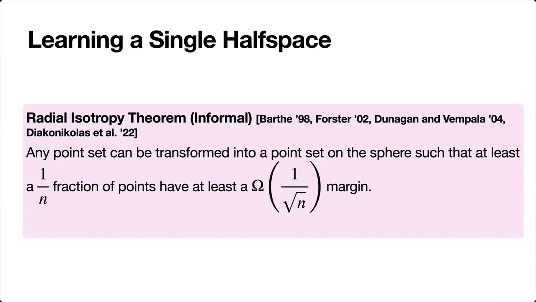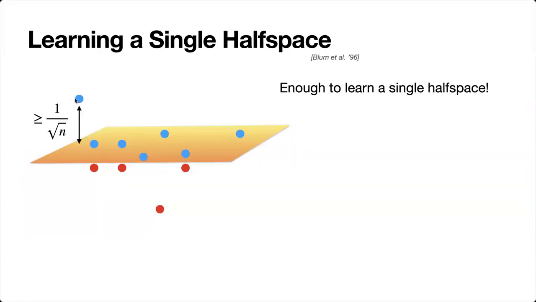The existence of such a transformation was first shown by Barthe and Forster. Algorithmic variants suitable for our purposes were then shown by Dunagan and Vempala and Diakonikolas et al. Essentially what they say is that if you give me any point set, you can transform it into a new point set on the sphere, such that at least a 1 over n fraction have a reasonable margin, a 1 over square root n margin. What's a margin here? The margin of a point is just the distance it has to the hyperplane. So I'm promising you that a reasonable fraction of points don't hug the hyperplane after I apply this transformation.